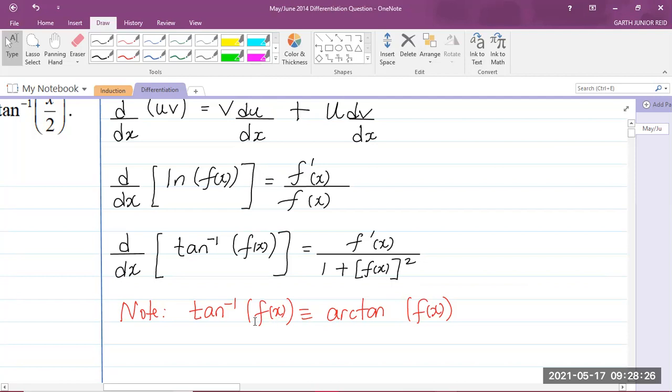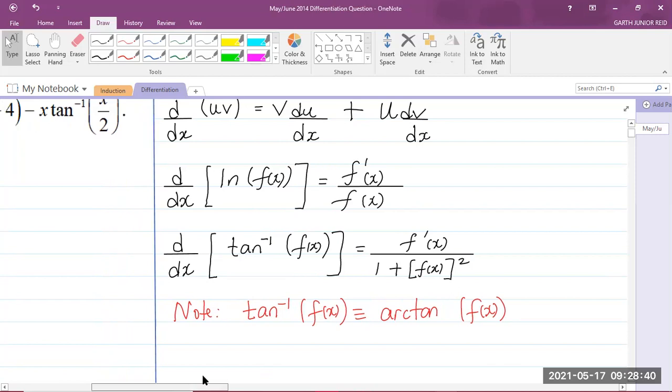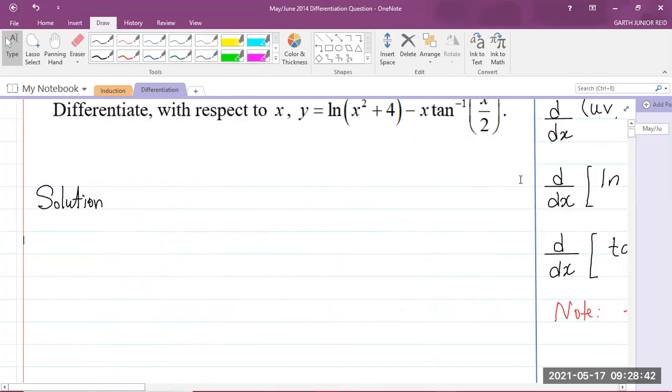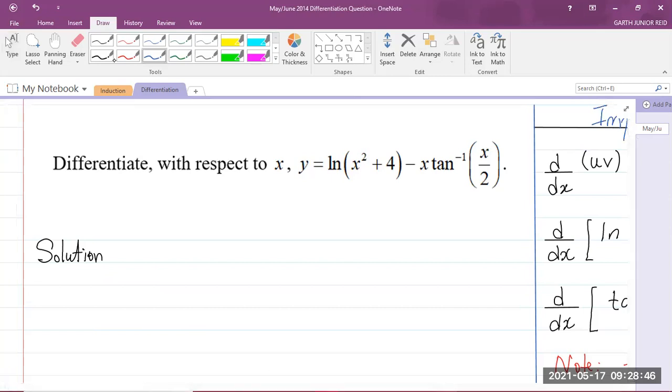Now, I just wanted to note that the tan inverse of some function can also be written as the arctangent of some function of x. So sometimes you may see arctan as an alternative notation, and you could use it as well. Okay, let's get right into the question now.